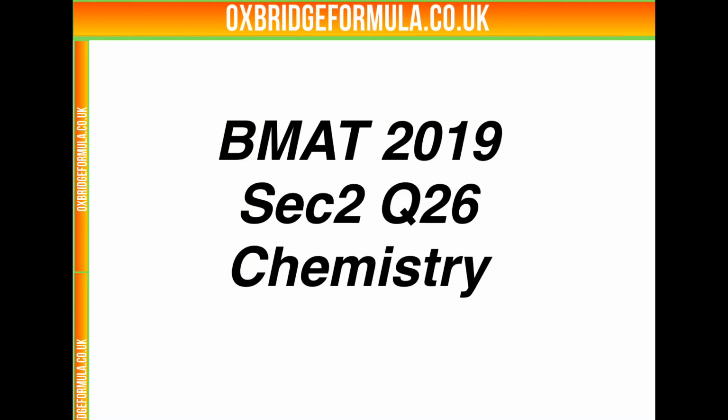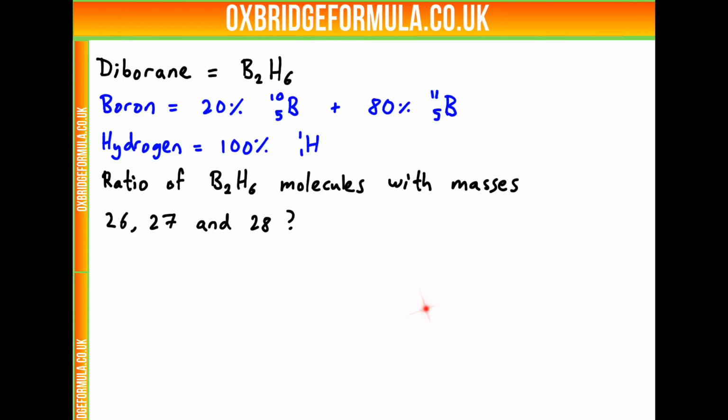This is question 26 on chemistry from section 2 of the 2019 BMAT. The question is about this molecule diborane with the formula B2H6, and in terms of the isotopes of boron and hydrogen, we're told to assume that boron consists of 20% boron 10 and 80% boron 11, and to assume that hydrogen is purely hydrogen 1. Therefore, what is the ratio of diborane molecules with masses 26, 27 and 28?